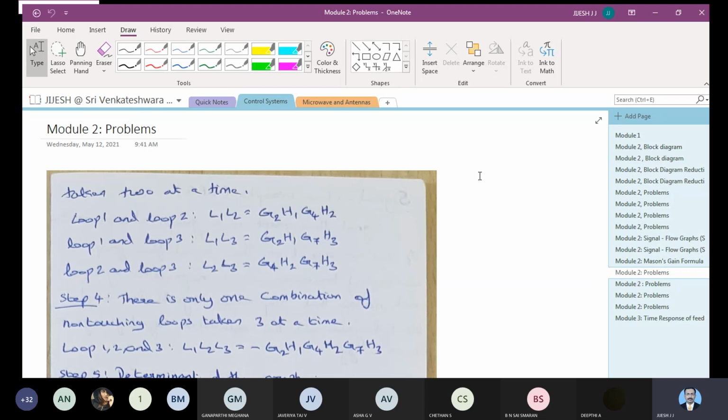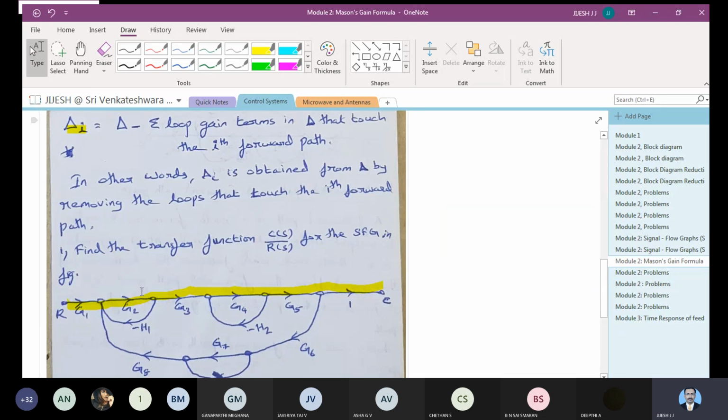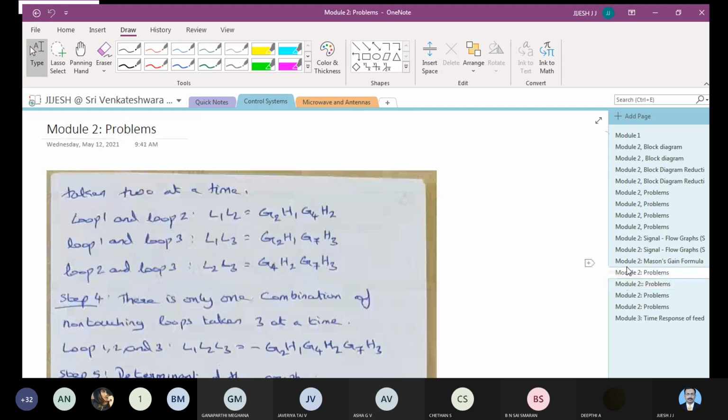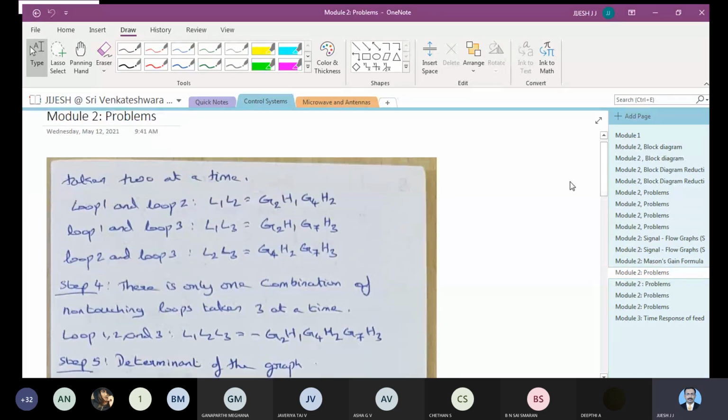Non-touching with each other means they are not sharing a common node. This one is not sharing a common node with the other two, and so on. So they are non-touching with each other. So you can say that L1, L2, L3 are non-touching loops. So there is only one combination of non-touching loops taken three at a time.